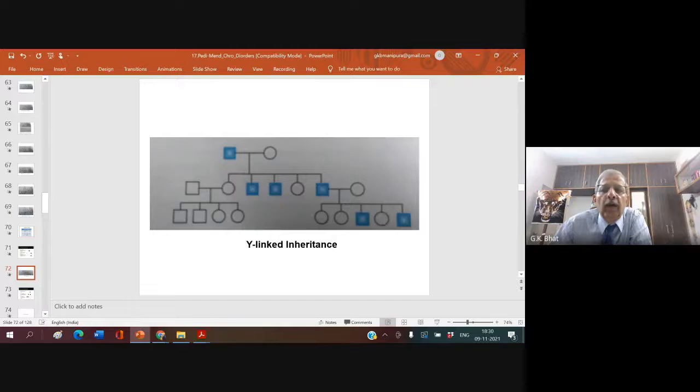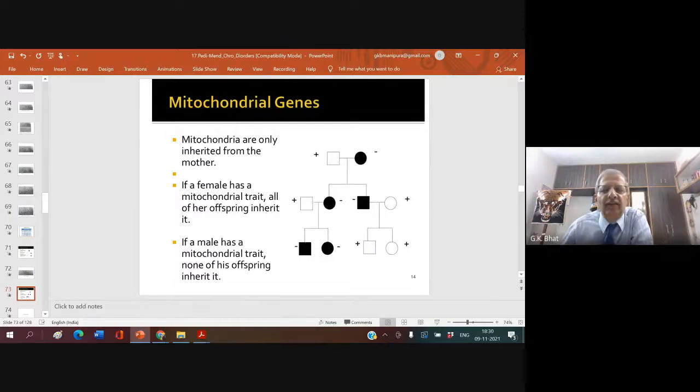You also have another inheritance called mitochondrial inheritance. How can you make out mitochondrial inheritance? See here, this woman is affected, and both her children are affected. The boy is affected here, and the father is affected, but none of his children are affected. You may know that we get mitochondria only from our mother, not from the father. Mitochondrial inheritance is always carried from mother to children, but not from father to children. Please take this additional information and a screenshot.